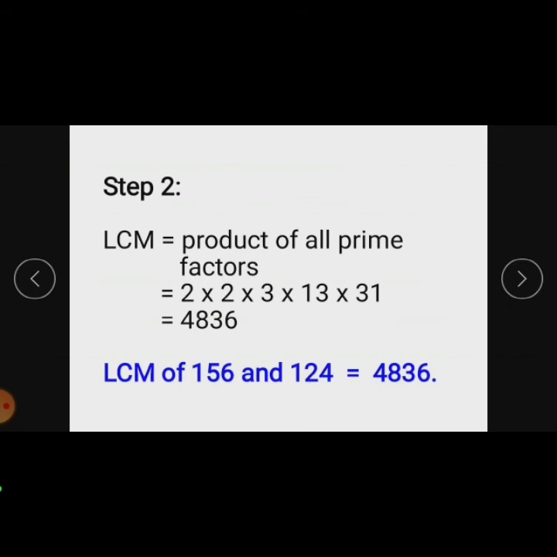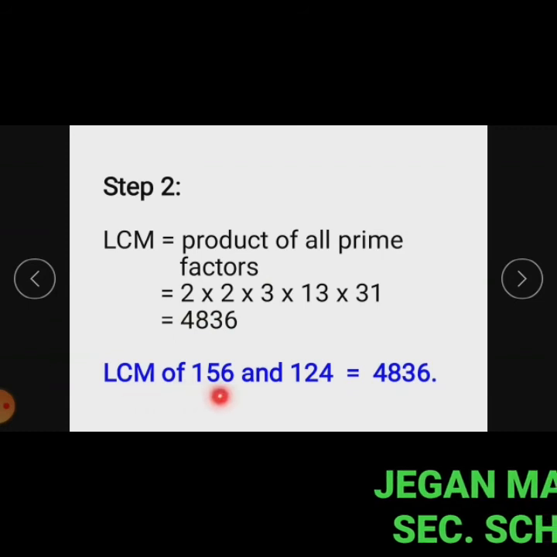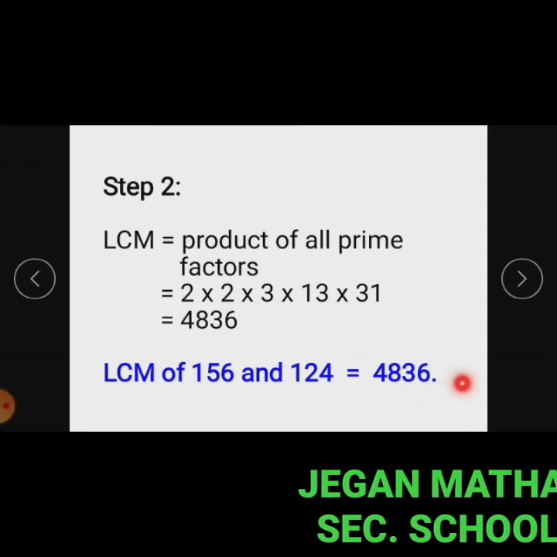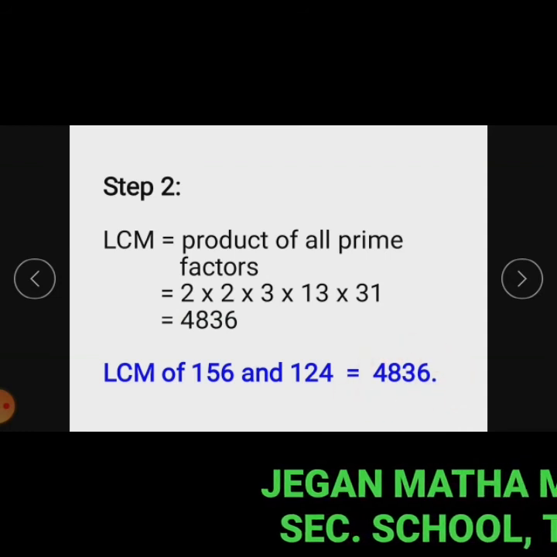Step 2. LCM equals the product of all prime factors. 1 into 2 into 2 into 3 into 13 into 31, we get 4836. So LCM of 156 and 124 equals 4836.